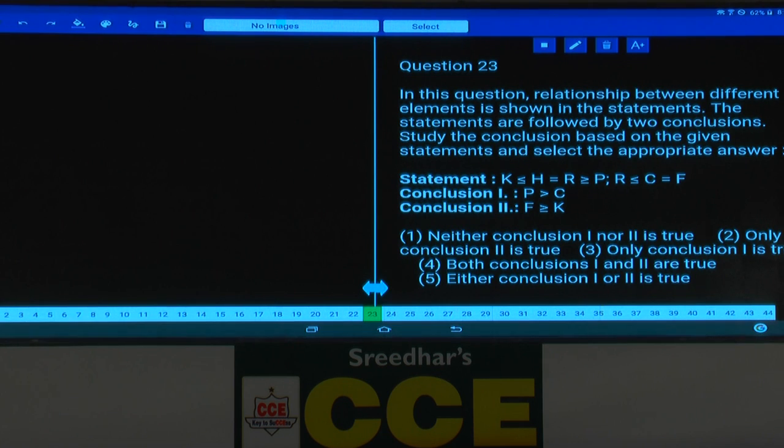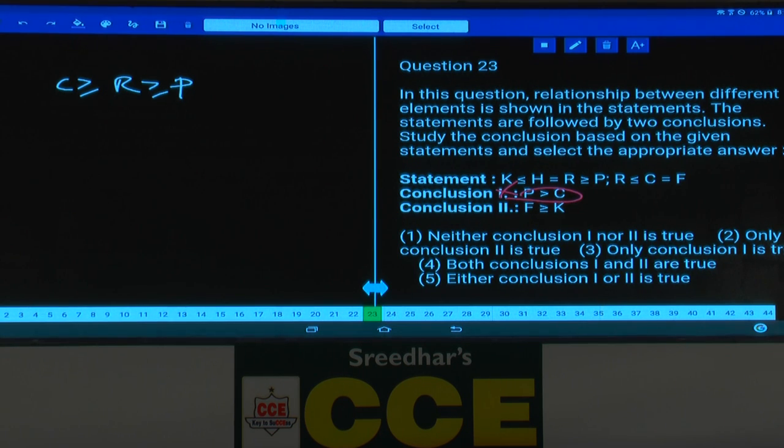Then coming to 23. Now in this question number 23, the relation between P and C. The letter which is common between these two is R. R greater than or equals to P and C is lesser than or equals to R. R greater than or equals to P, and R lesser than or equals to C means C greater than or equals to R. C greater than or equals to R, R greater than or equals to P, and C is greater than or equals to P, but whereas here this is only greater than, there is no equals to, this is ruled out.